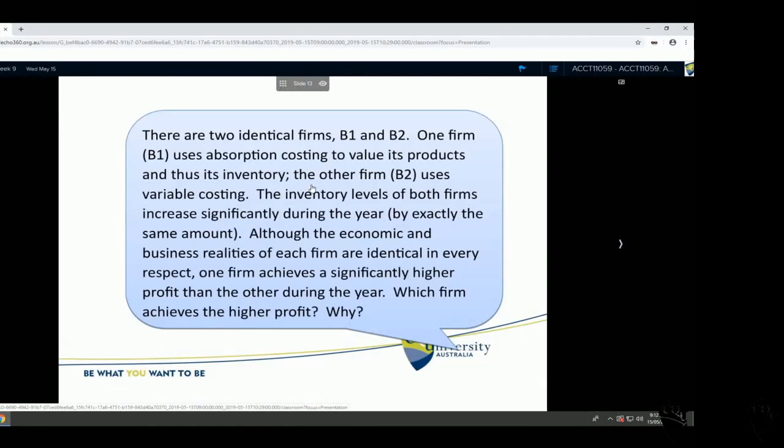But let's have a look at this question. There are two, and you can discuss this and come up with a joint answer on the different locations. I'll give you a few minutes. There are two identical firms, B1 and B2. They're identical.